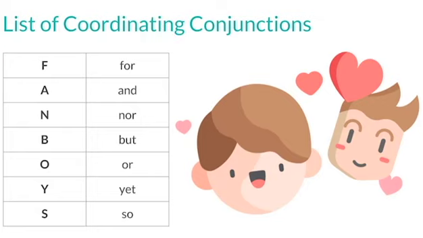So whenever you forget what the coordinating conjunctions are, you can use this acronym to quickly remember what all the coordinating conjunctions are. F stands for for, A stands for and, N for nor, B for but, O for or, Y for yet, and S for so. So those are all the coordinating conjunctions in the English language, and using the acronym fanboys is a very easy way for you to remember them.